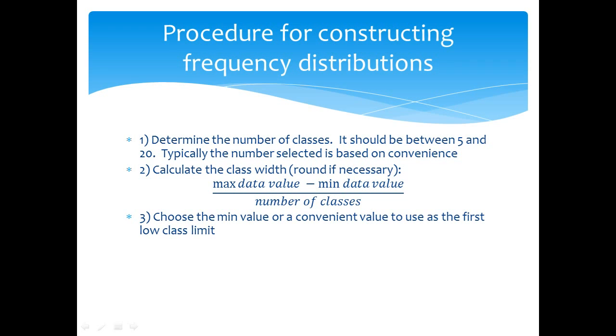The third thing is to choose the minimum value or a convenient value to use as the first low class limit. The only reason you wouldn't choose the minimum value is if your minimum value was for some reason an outlier. Again, going back to the M&M experiment, if you have one person that had 15, but the rest typically start at 24 or 25, you really don't want to include that 15. It's an outlier. It's going to hurt your overall frequency distribution.